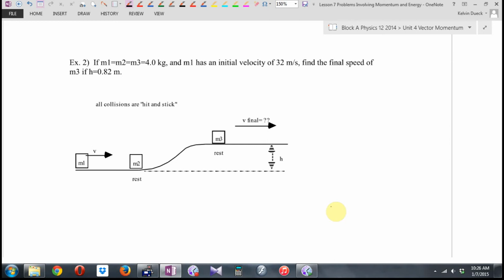How many collisions are there in here? 2. So there's going to be 2 different momentum equations. How many changes in height, changes in speed, curvy paths are there? So I think I'm going to do momentum twice and then conservation of energy once. But aside from the energy part, everything else is in a nice straight line. No vector triangles or stuff.